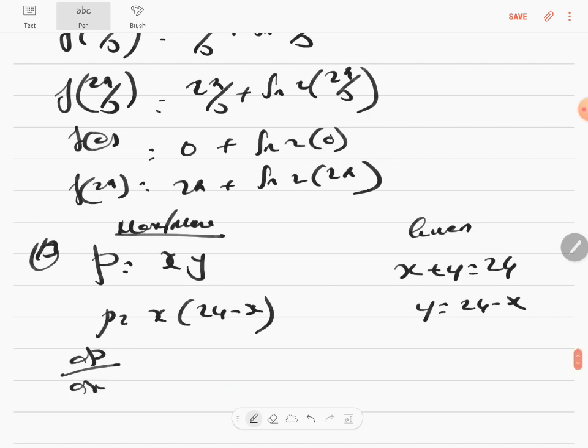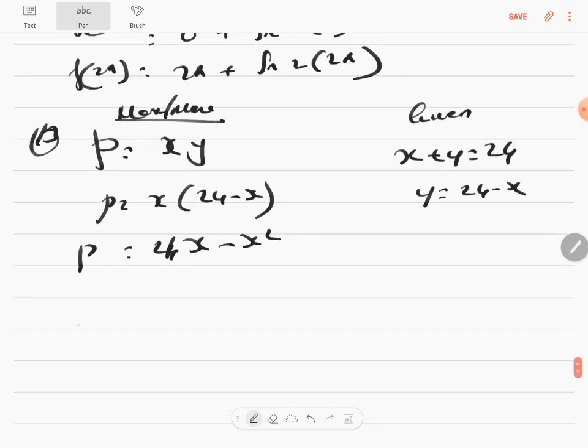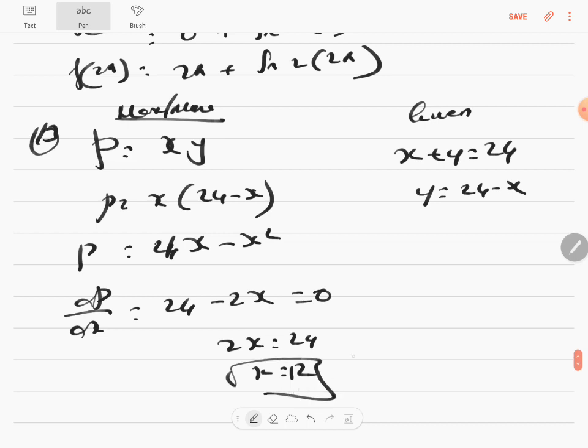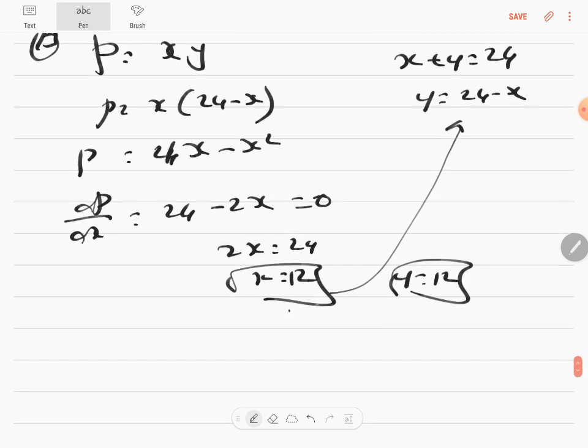Now dP by dx is equal to, let's do it as u and v, or you can take it inside, which is convenient. Taking it inside is so easy. 24x minus x square is my P. On differentiating this with x, it's 24 minus 2x. And you're supposed to differentiate it and equate it to 0 because this is maxima minima. So 2x is equal to 24, x is equal to 12. Once you get your x value, you substitute it here. So you get your y value, which is also 12. So you understand that x and y should be 12 and 12 for the product to be maximum.